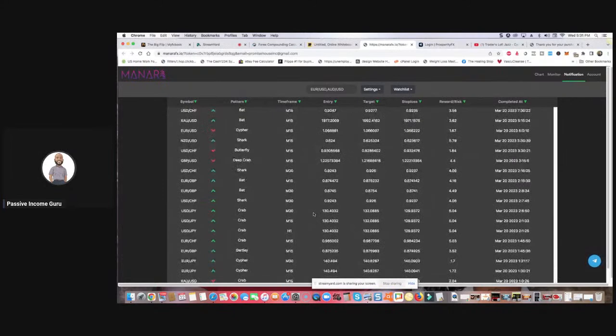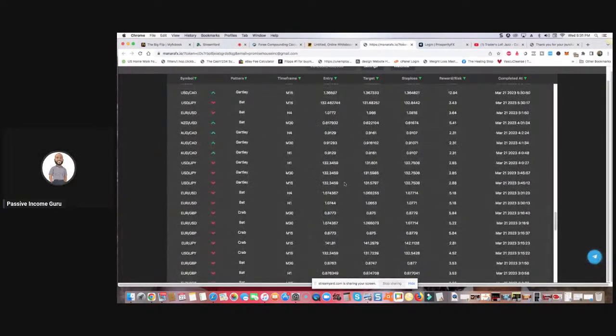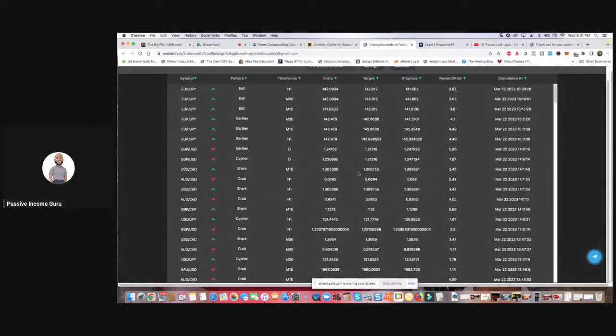If you're going to trade, the key is to focus on one pair at a time. Don't try to overdo yourself. I like to focus on at least one pair at a time, guys. But again, this tool does the hard work for me, giving me high potential setups.